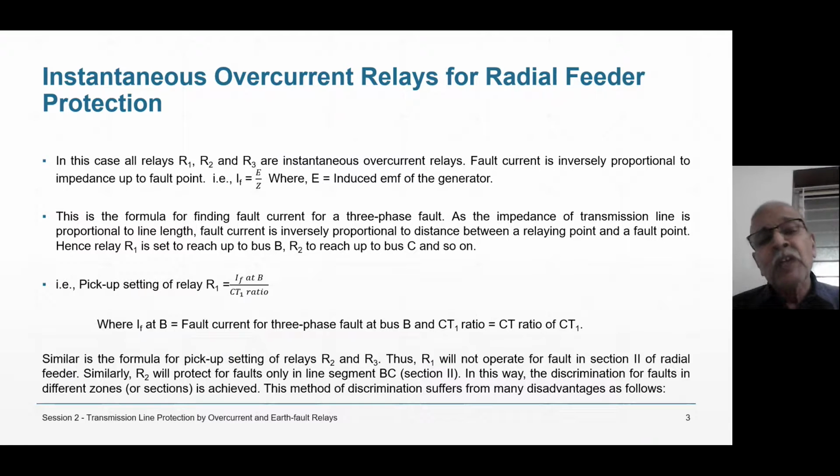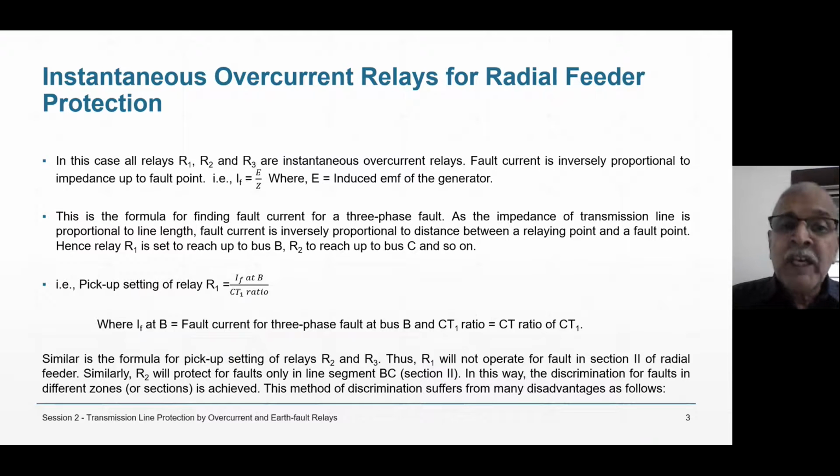See, if you use instantaneous, they are very fast. So speed, that means we have to protect the equipment as fast as possible. Instantaneous means maximum 3 cycles. Nowadays in numerical relays, one cycle relays are also available. No doubt, one cycle relays were available in the electromagnetic era also. The reed relays were very fast. So instantaneous overcurrent relays we will be using. So those 3 relays R1, R2 and R3 in the radial network are instantaneous overcurrent relays.